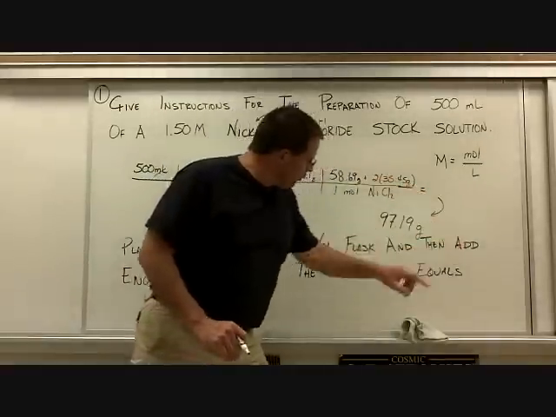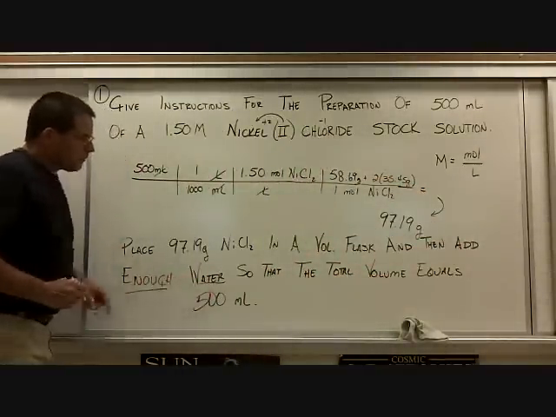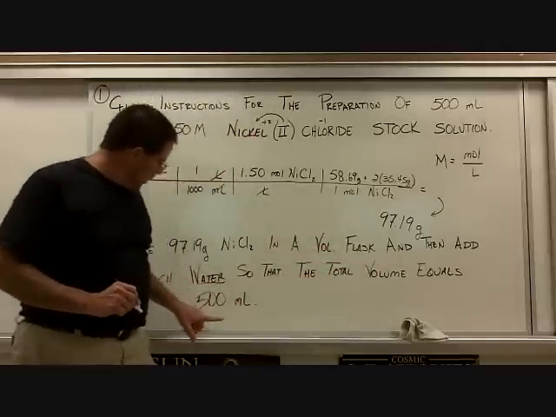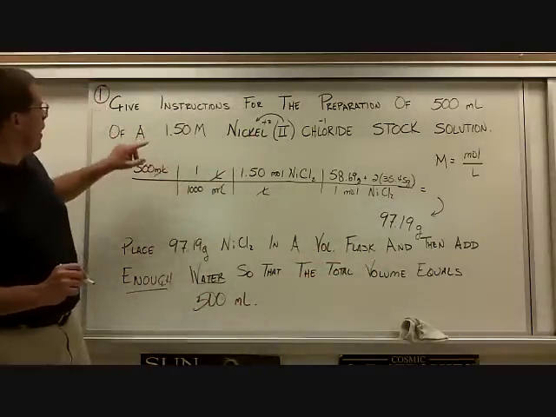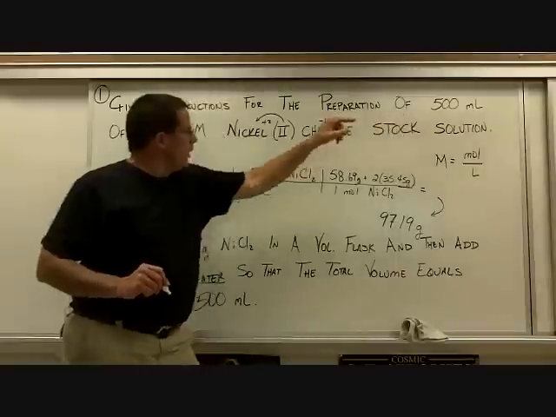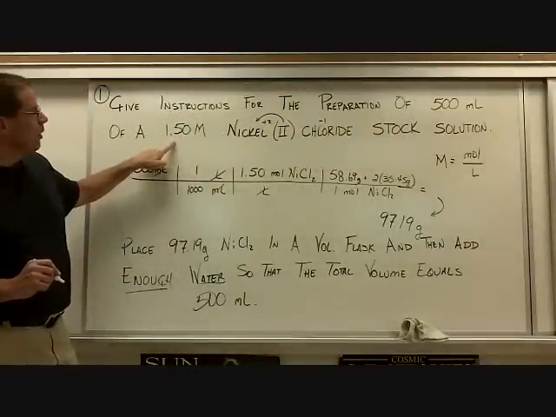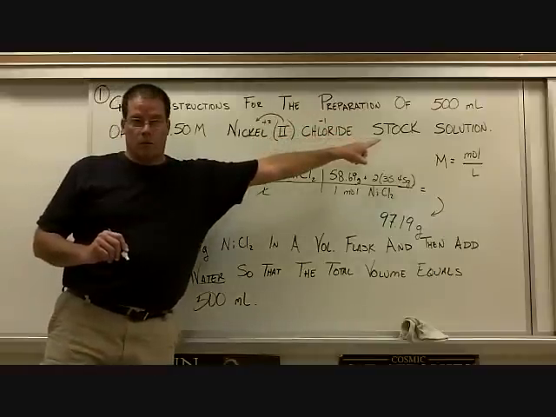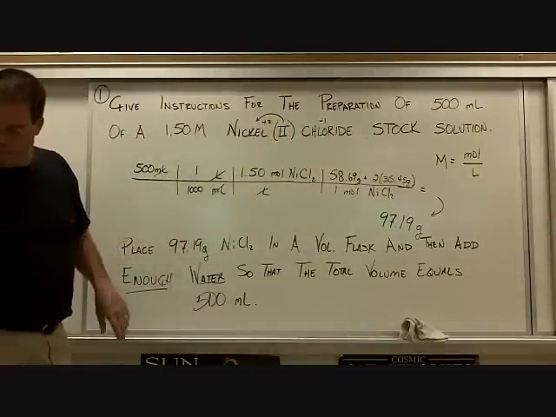So again, we're going to place 97.19 grams of nickel 2 chloride in a volumetric flask, and then we're going to add just enough water so that the total volume equals 500 milliliters. By doing that, you're going to prepare 500 milliliters of a 1.5 molar solution of nickel 2 chloride stock solution. Okay, let's go ahead and do that.